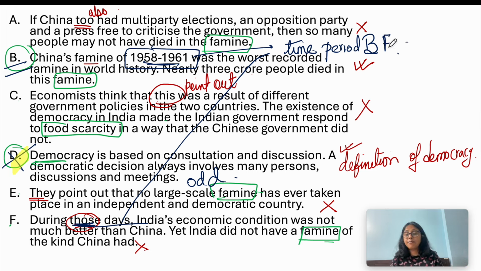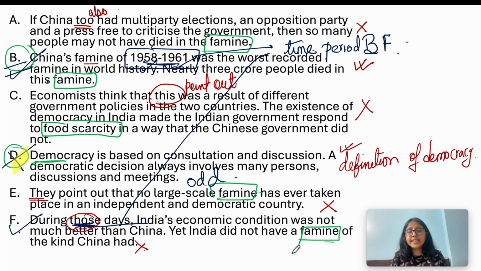F mein kaha gaya hai un dino. Un dino matlab kaun se din? 1958 se leke 1961 tak. Theek hai? So, इसीलिए F आ जाएगा B के बाद. Okay, now we have arranged B and F.